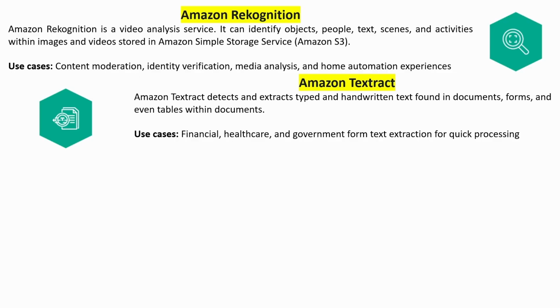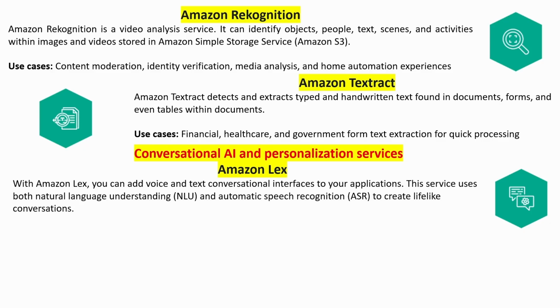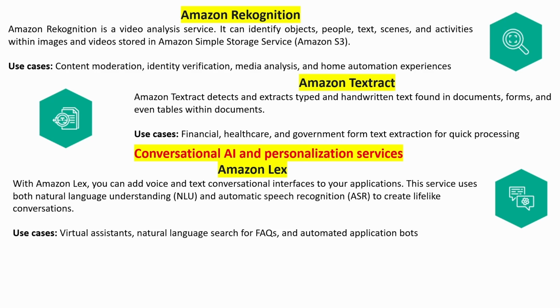And for personalization, we have services like Amazon Lex, the tech behind Alexa. Use it to build chatbots that actually feel like they are listening. With Amazon Lex, you can add voice and text conversational interfaces to your applications. This service uses both natural language understanding and automatic speech recognition to create lifelike conversations. Use cases include virtual assistants, natural language search for FAQs, and automated application bots.